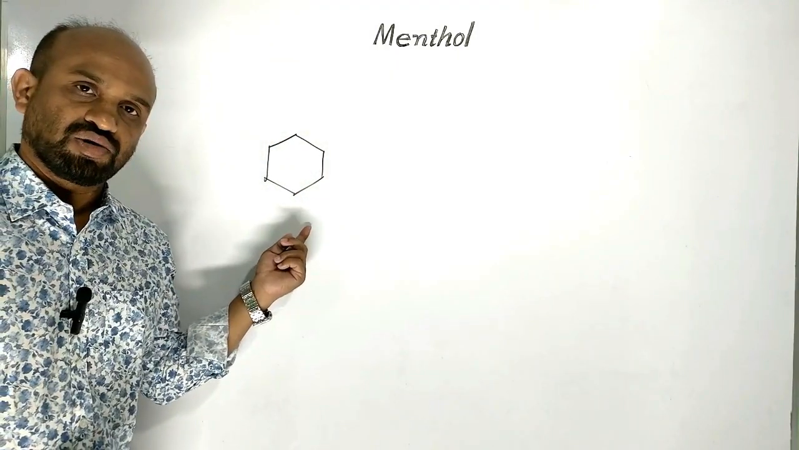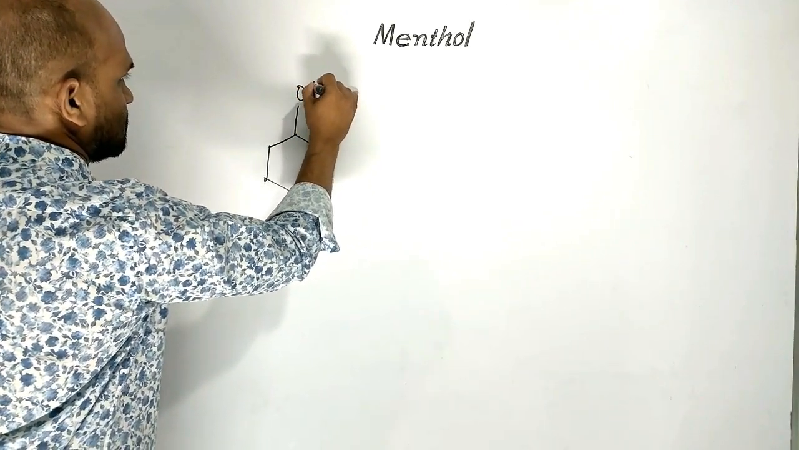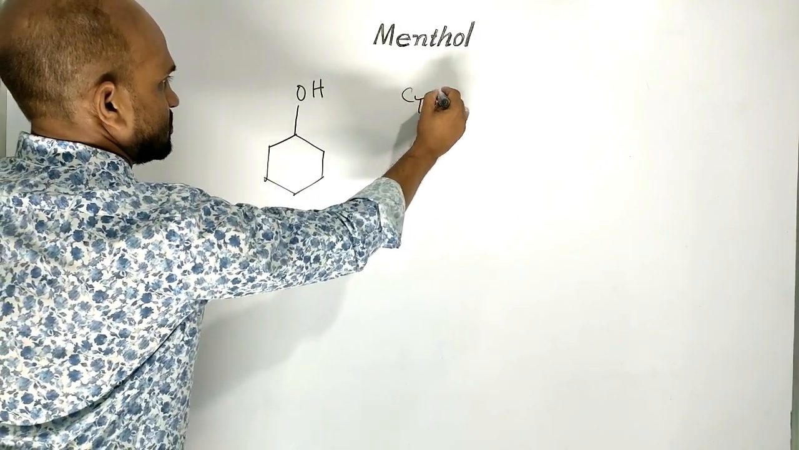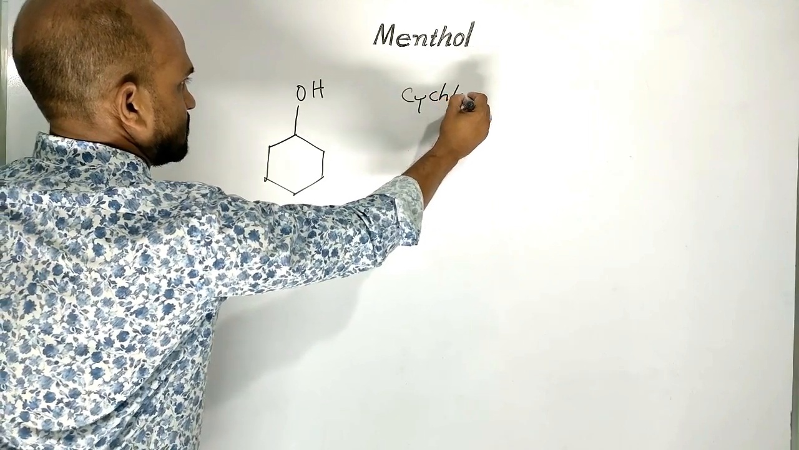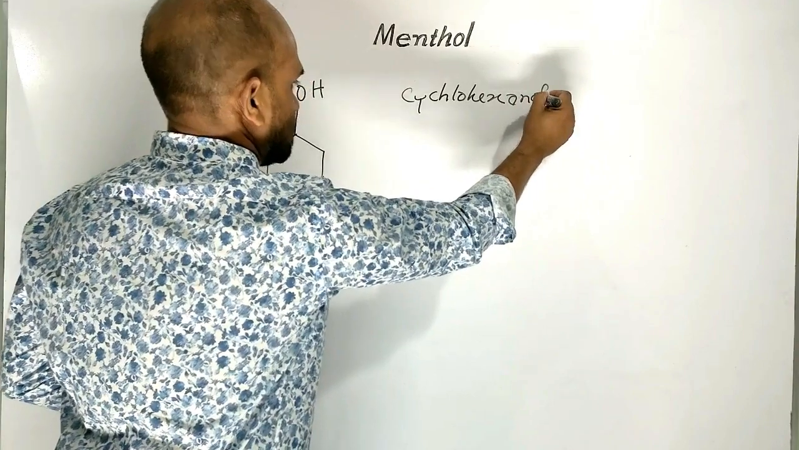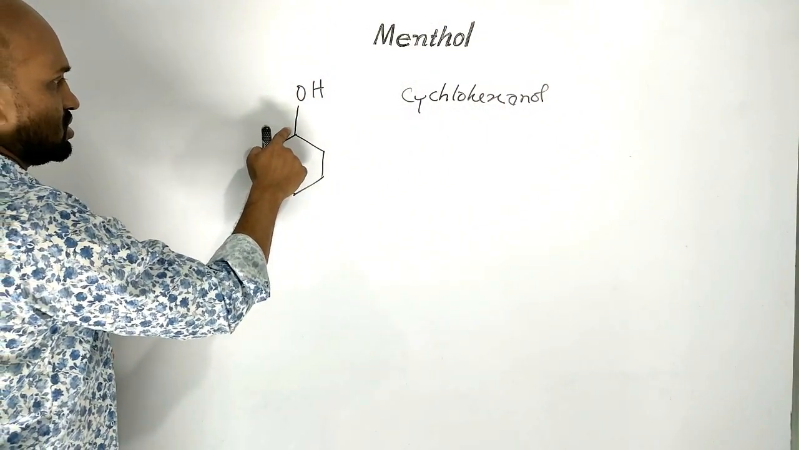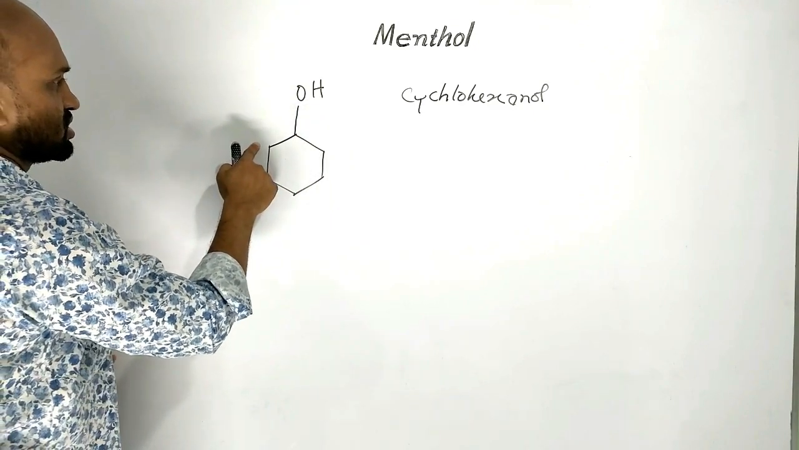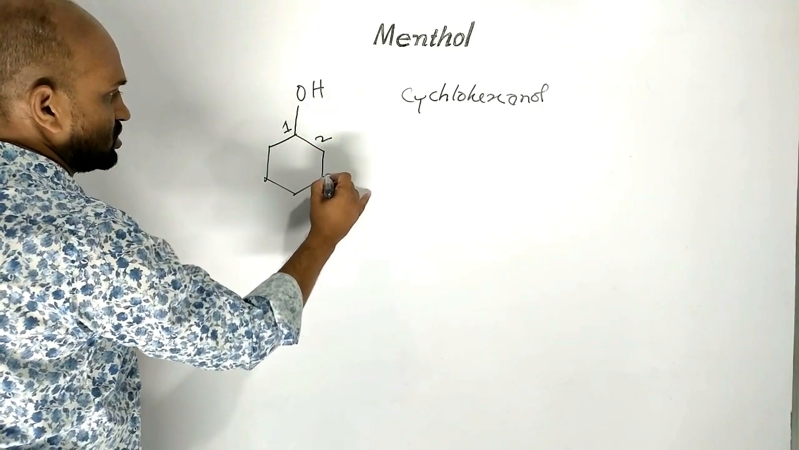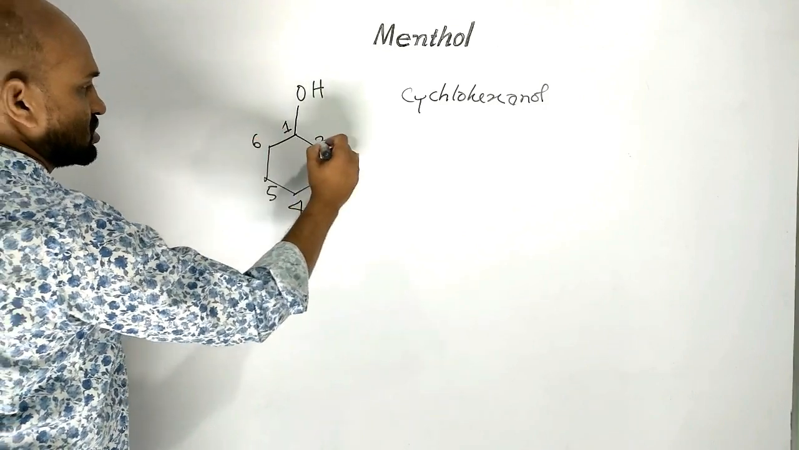This is cyclohexane. Now this is cyclohexanol. Cyclohexanol. Let us number the positions of the cyclohexanol. This is position number 1, 2, 3, 4, 5, 6.